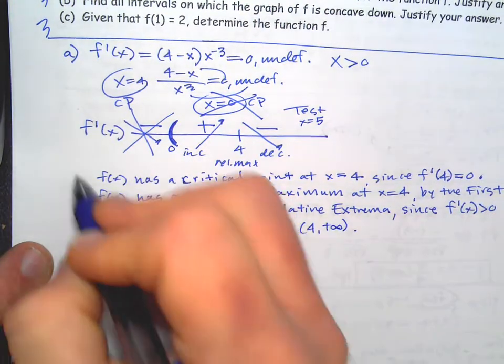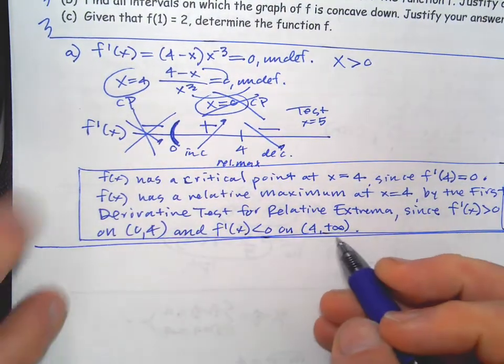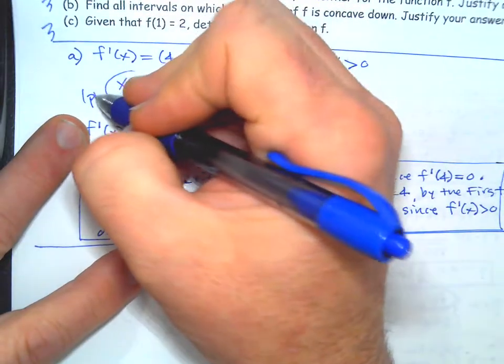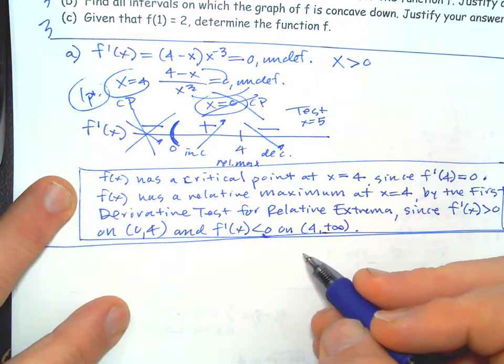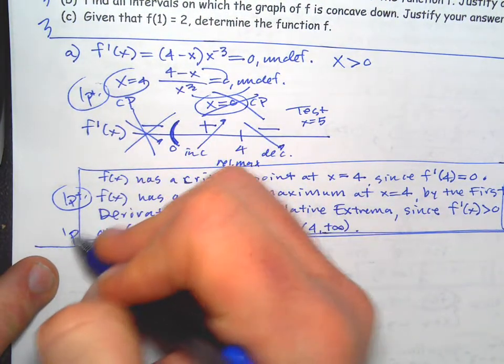That's it. Now, you got 1 point for identifying the critical point. You got 1 point for deciding what the answer was, and you got 1 point for the justification.